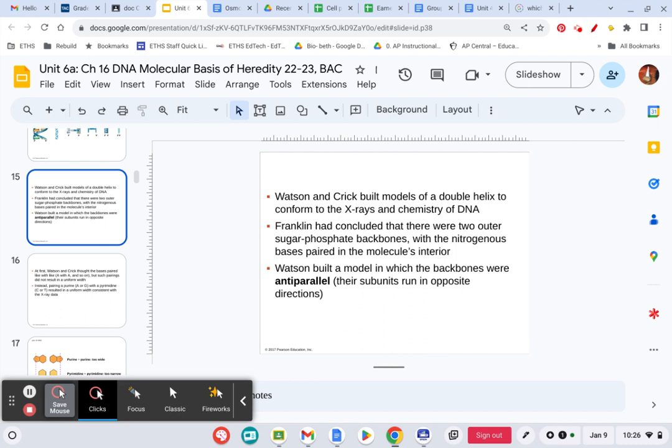So Watson built the model in which the backbones were anti-parallel. Do you remember anti-parallel? Yeah, they run in opposite directions. Good. You've got one going from 3 to 5 direction, and the other one flipped 180 degrees, going from the 5 to 3 prime direction. Did I say that right? 3 to 5 and 5 to 3.